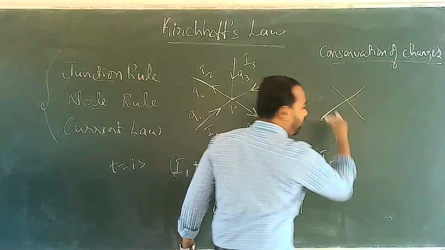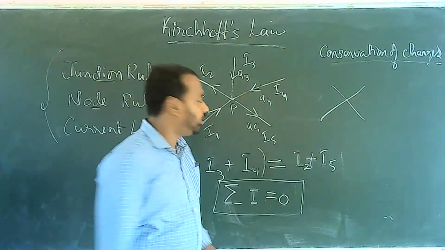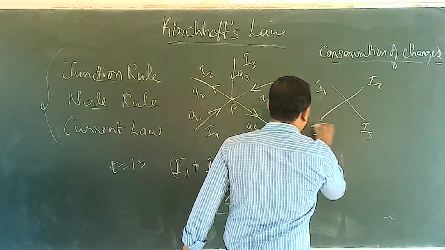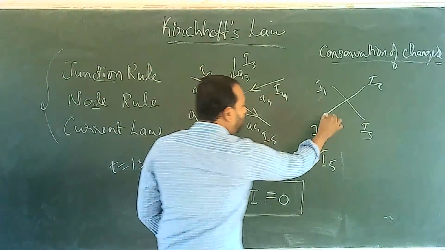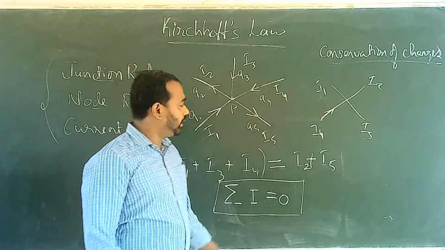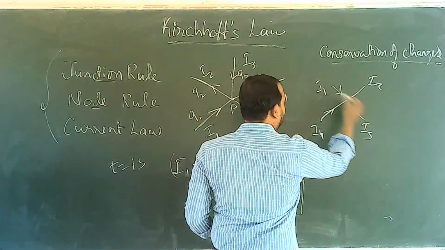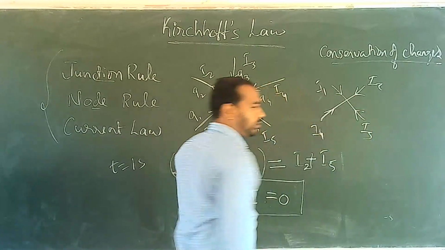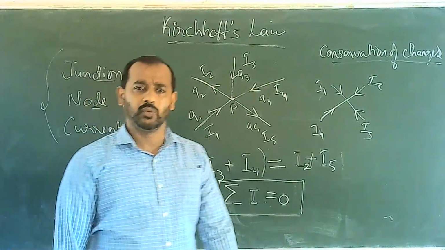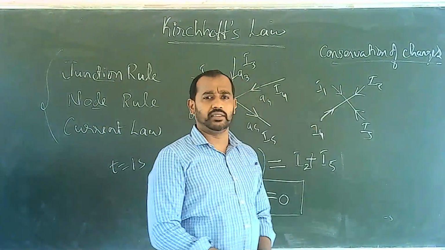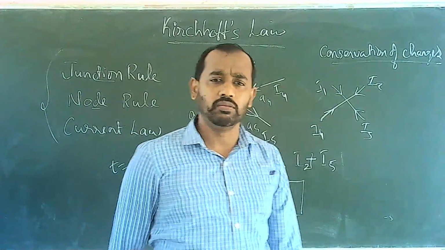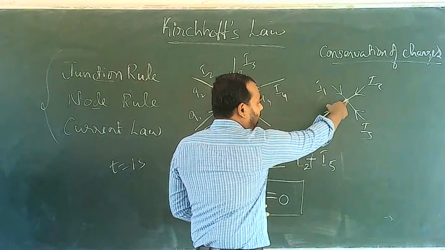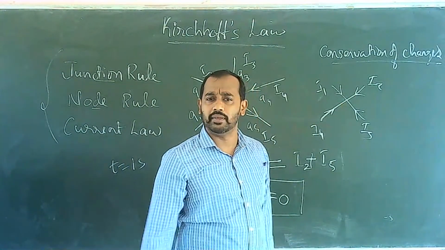If a junction is given like this, I will give it 4 currents: I1, I2, I3, and I4. If I choose randomly the direction of the current, I4 entering the junction, I1 entering the junction, I2 entering the junction, I3 also entering the junction, it is a wrong assumption. Why? All the currents are entering the junction. So then, where would the charges go? Is it possible that all the charges entering the junction get destroyed? No, it is not possible.